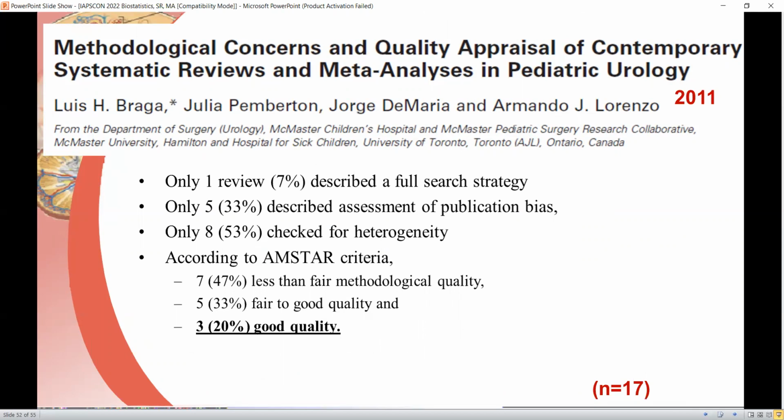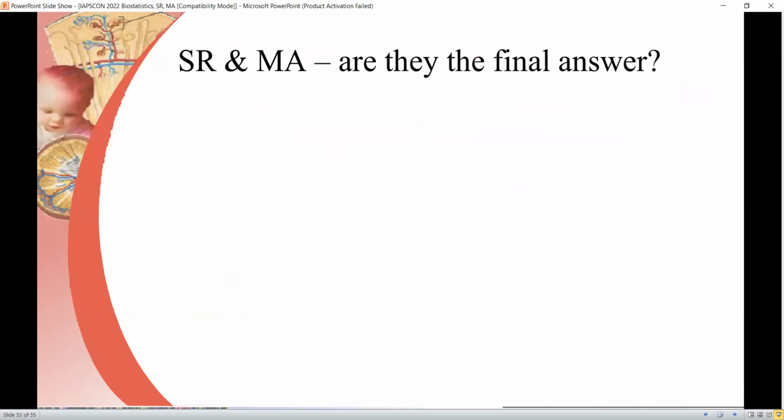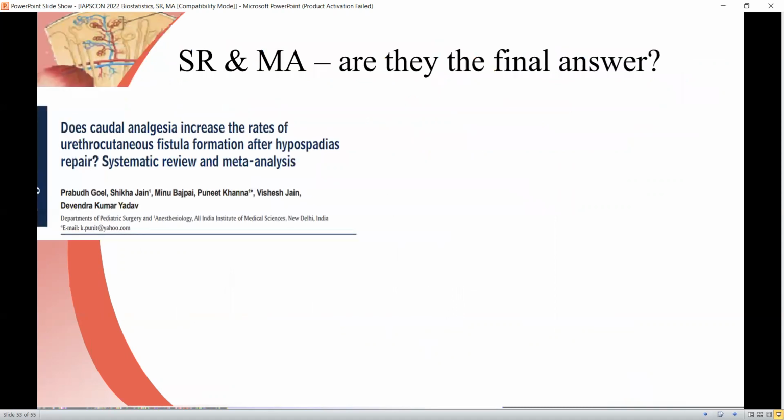Now, methodological concerns and quality appraisal of contemporary systematic reviews. Here, the author said that only one review that year had a full survey, only 33% described their methods, only 50% checked for heterogeneity, and only 3% were of good quality out of 17. So, are systematic reviews and meta-analyses the final answer? Let us look at it.